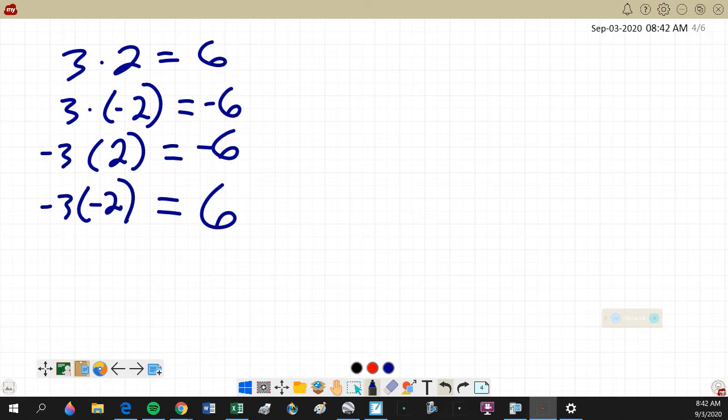So positive times positive, positive. Positive times negative, or negative times positive, are both negative. And then negative and negative multiplied together equals positive. And the same is true of division. So if I change the multiplication to division, the same is true.